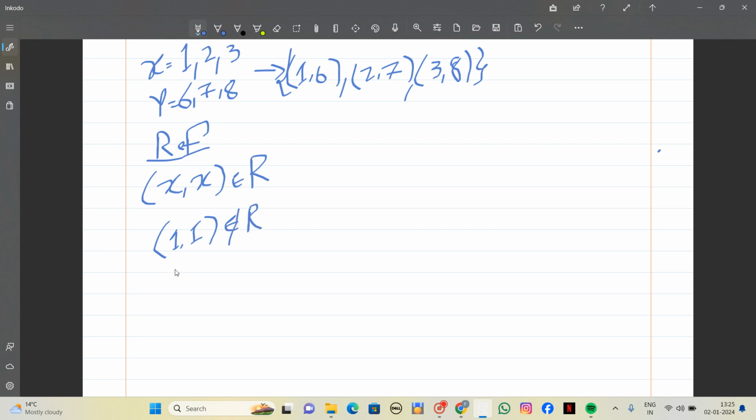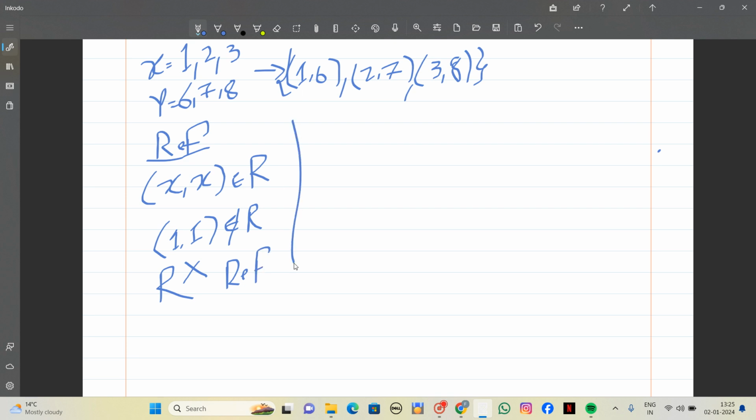So R is not reflexive. Okay, R is not reflexive.